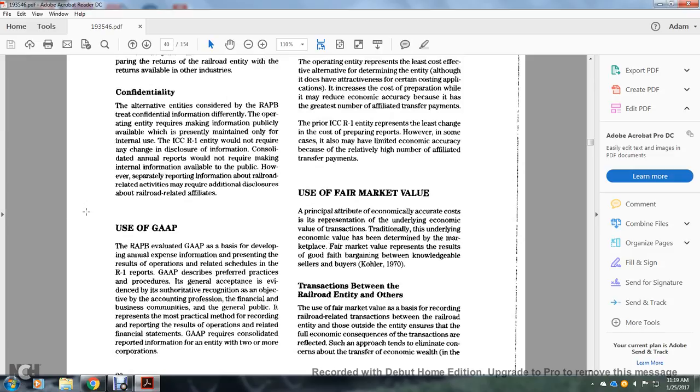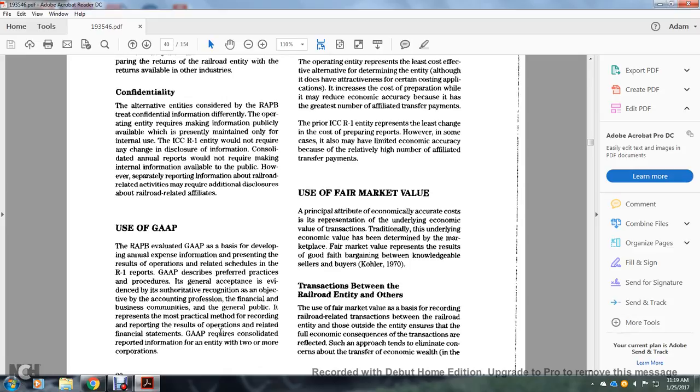Now, using the generally accepted accounting and auditing principles. The railroad accounting principles evaluated by the government auditing principles basically develop annual and expense information representing the result of the operation-related schedules in the R-1 report. The government accounting and auditing principles describe the preferred processes and procedures, the general acceptance of evidence, the authority, and recognition of the object of the accounting by the professional and financial communities and the general public. It represents the most practical method of reporting the resolution related to the financial statement.